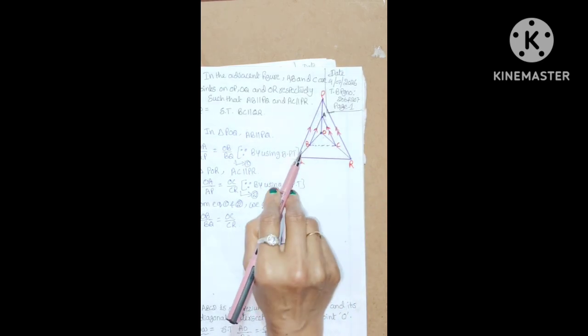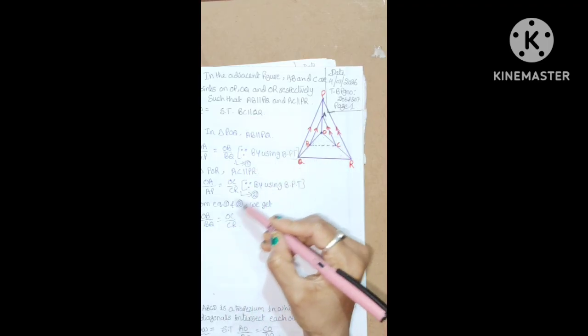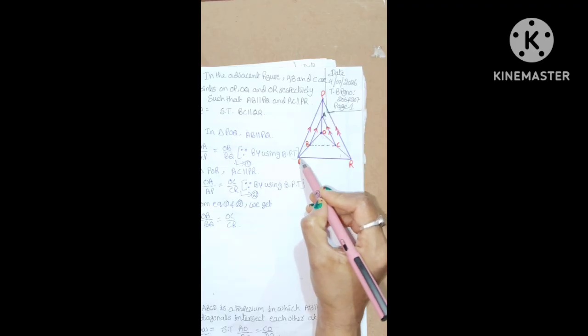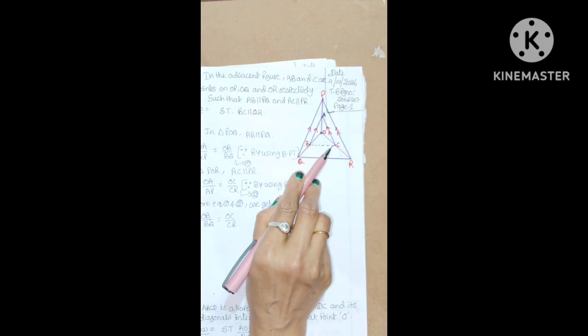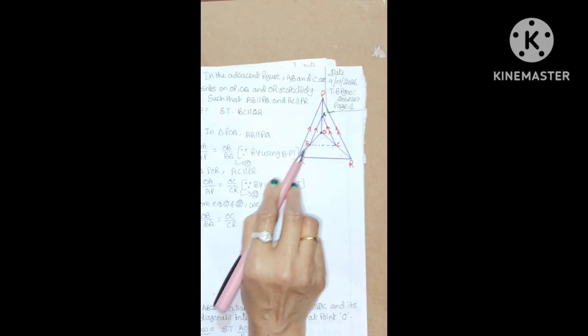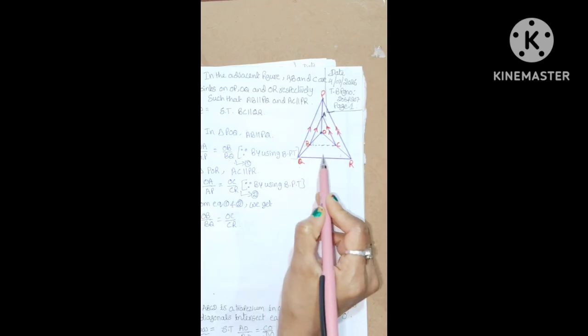Look at this figure, be careful. In this figure, the ratios of two sides are equal: OB by BQ, this side, equals OC by CR. So both sides' ratios are equal. Okay. What about the third side?